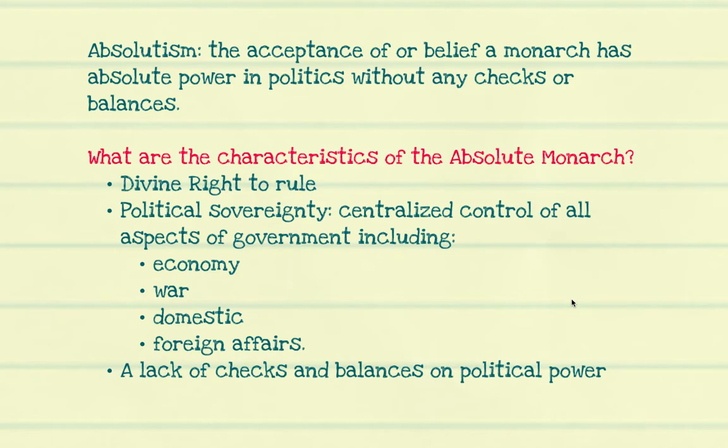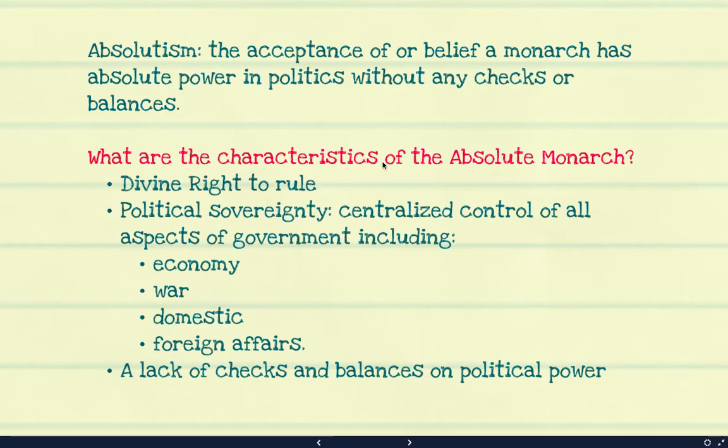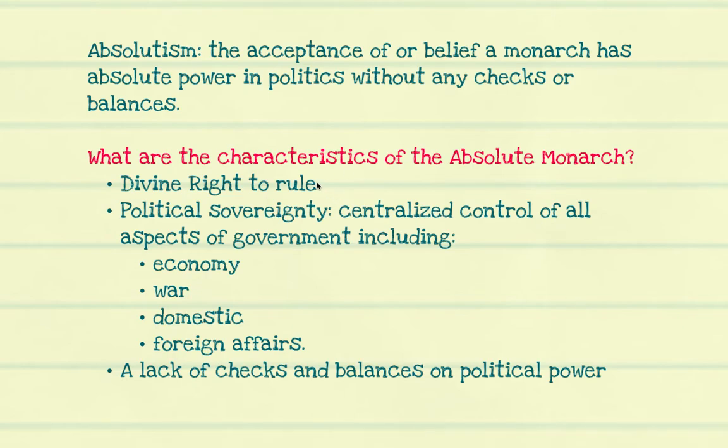So, what are the characteristics of an absolute monarch? First of all, they use divine right to rule. In your notes right here, you want to put that they believe that God picked them to be the monarch and pick their family. That is how they acquire power during this time.